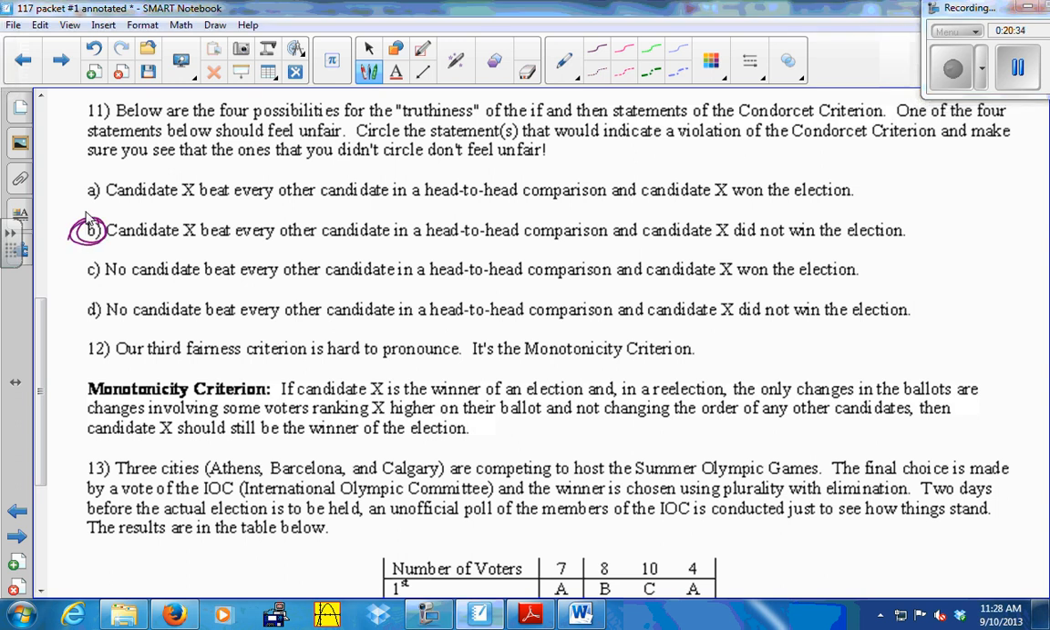If candidate X can beat every other candidate in a head-to-head comparison, and candidate X does not win, that feels unfair. Candidate X will be really upset about that. That's the only case where we have unfairness, right? If no candidate is undefeated, if no candidate can beat everyone else head-to-head, there's no unfairness. Doesn't matter who wins. We haven't violated the criterion.